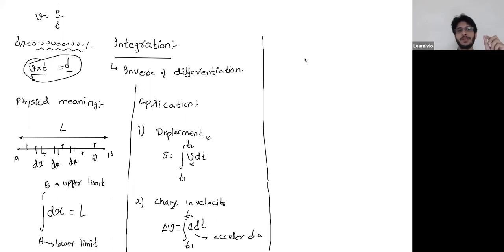So these are two applications. One is displacement and the second is change in velocity. The next is some formula for different types of function. These are two applications of integration that we will use in kinematics in your chapter number 3 as well as in chapter number 4.